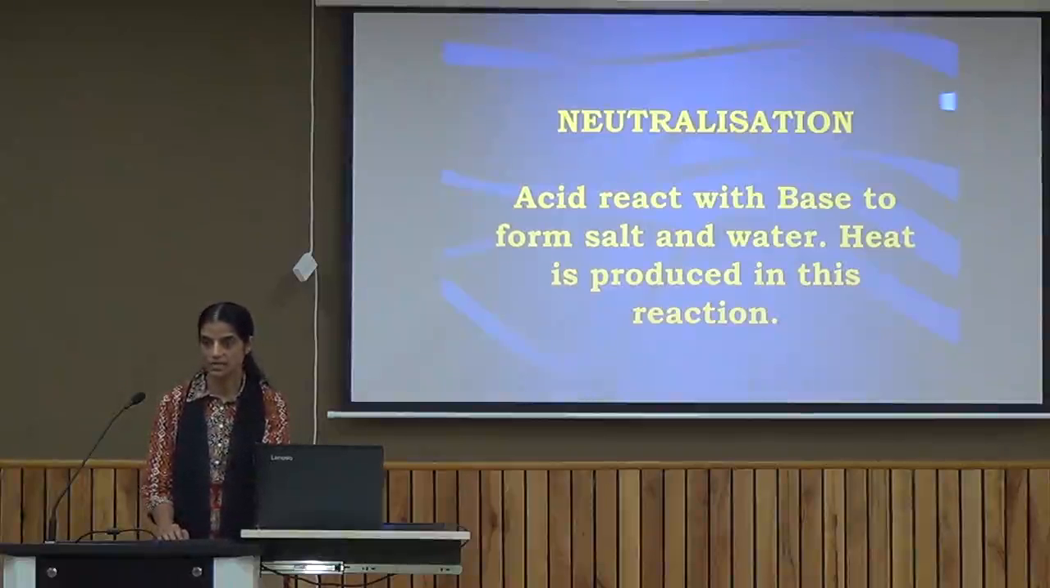Then next comes neutralization. The process of neutralization is possible when acids combine with bases. Acid reacts with base to form salt and water, and in this process of combination of acids and bases, heat is also produced. So we can say neutralization reaction is a reaction in which acid combines with base to form salt and water, and since heat is produced in this reaction, we can say that this reaction is exothermic in nature. Exothermic, in which heat is produced.